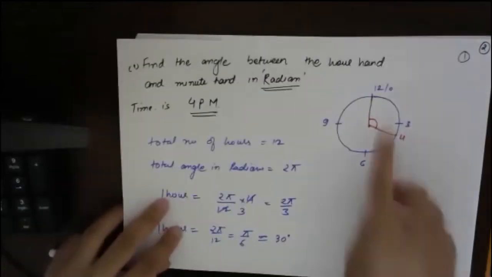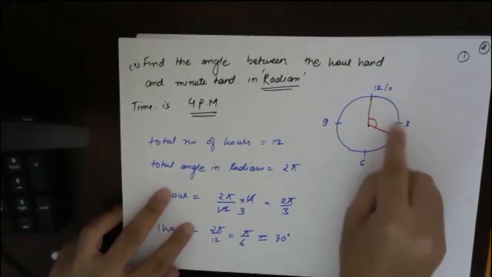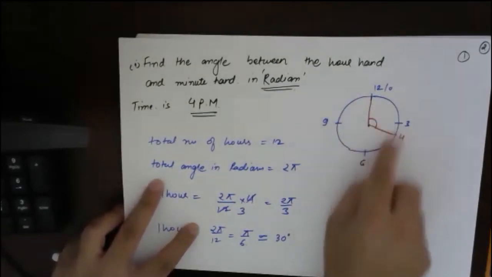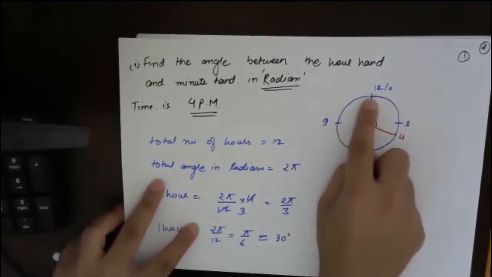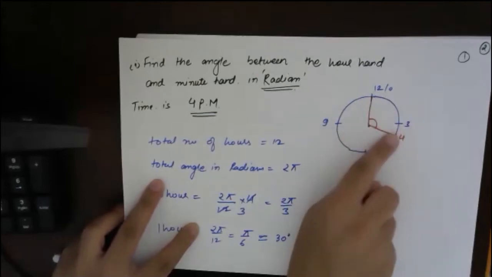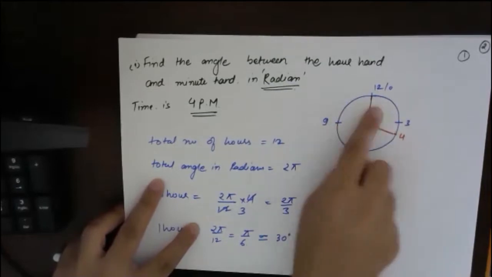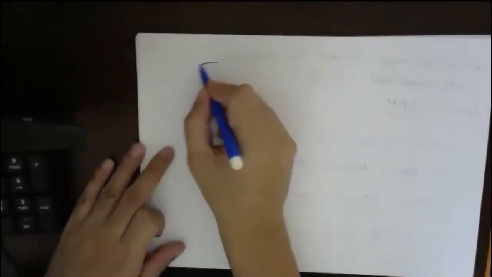We took 12 hours because in 12 hours the hour hand will move one complete circle. One complete circle is 2 pi, which means 360 degrees. So one complete circle means 12 hours, right? We have to see how much angle it will move. Okay, once again I will explain.